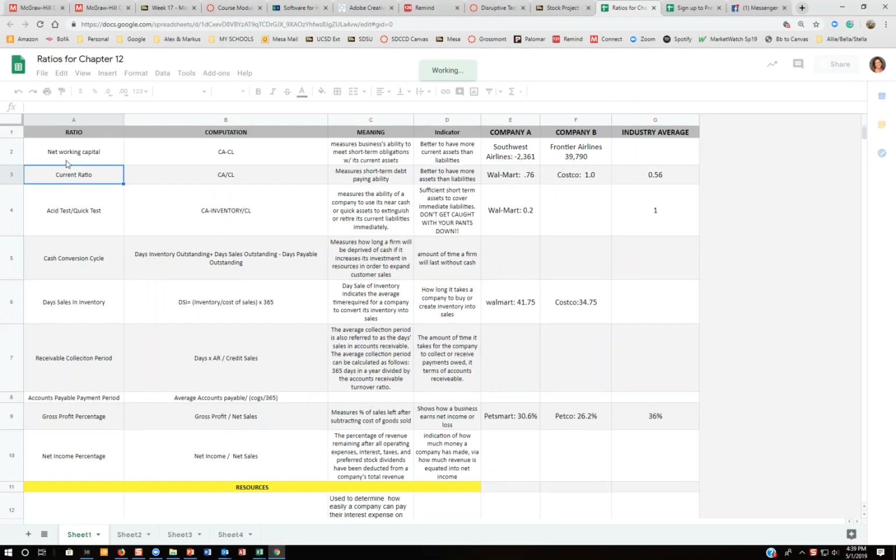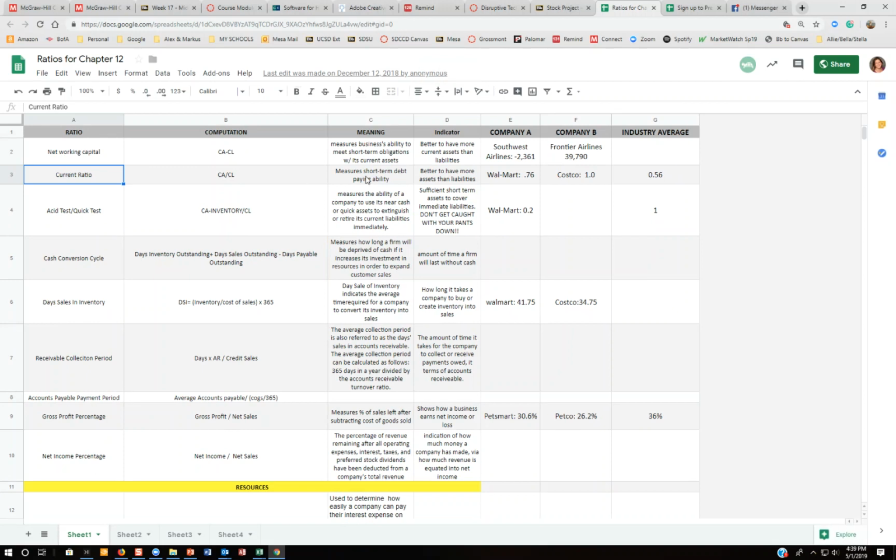The next thing is good information on ratios. So here you can see that I've come up with, like, a current ratio, what your computation is, what it means, what it indicates, and then I've given you an example. For example, on the current ratio, Walmart's current ratio is a .76, Costco's is a 1.0, and the industry average is a 0.56. So they're both performing above industry average, and these are current assets over current liabilities. So I'd obviously like that to be a little bit higher, so you can see that Costco is a little bit higher, but both of them are above average. But that's kind of the things that I'm looking for you to do.